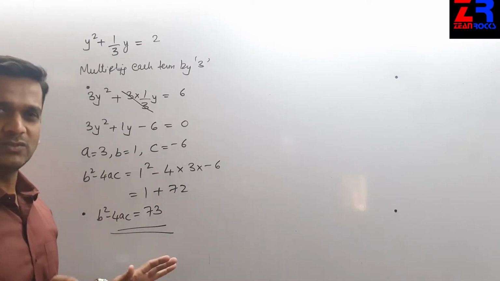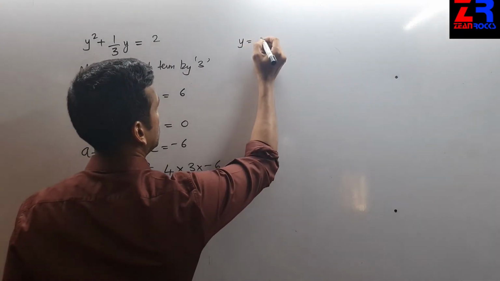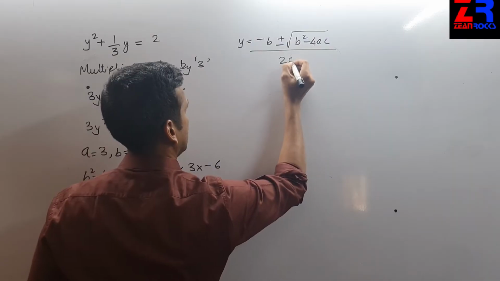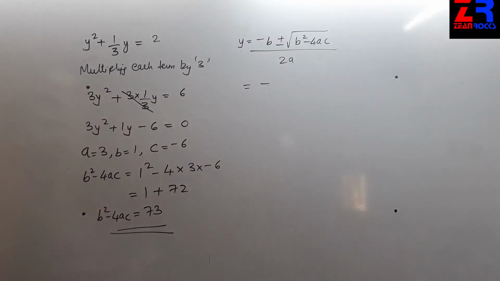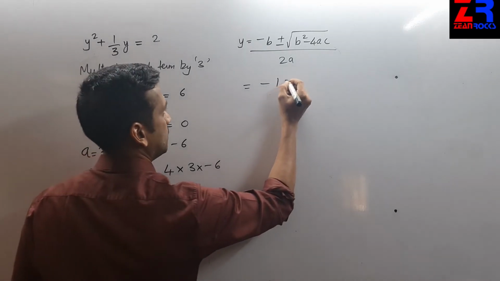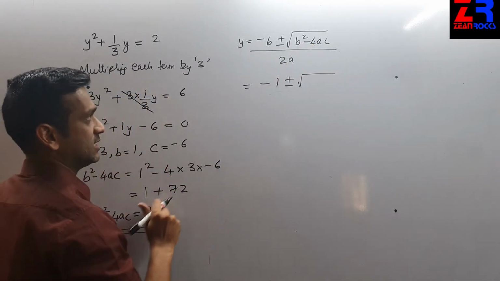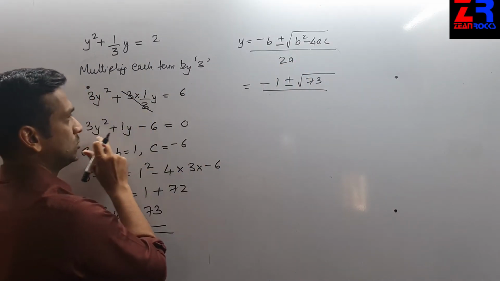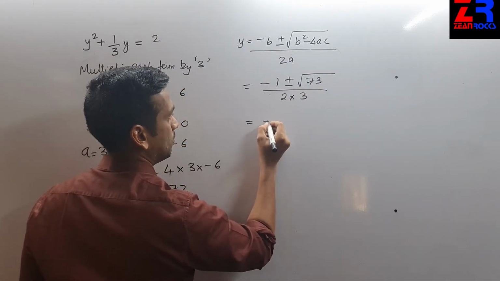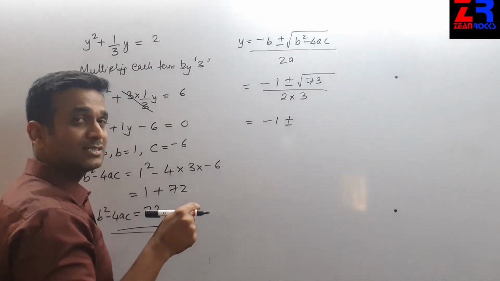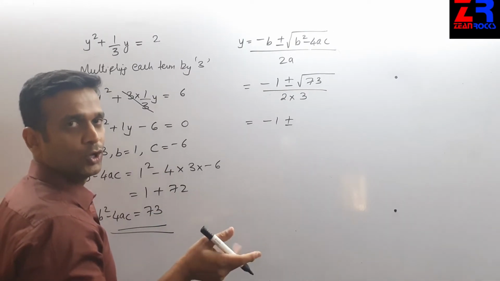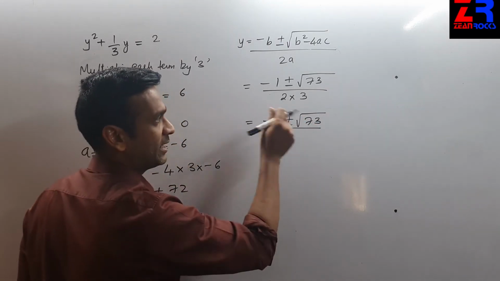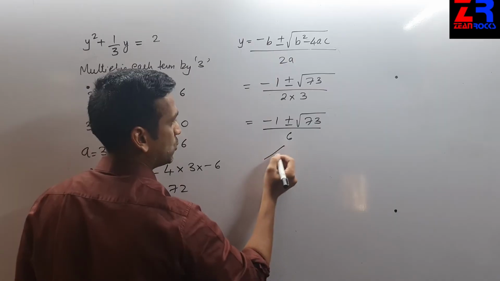Now the second part. The second part is very simple. Formula: y is equal to minus b plus minus root of b square minus 4ac upon 2a. What is the value of b? Minus 1 plus minus root of b square minus 4ac, which is 73, upon 2a. 2a means 2 into 3. Can 73 be factorized? Answer is no. You cannot factorize 73. So the best part of the sum is that the number cannot be factorized. It will remain as it is. 2 3s are 6. So you will get two answers.